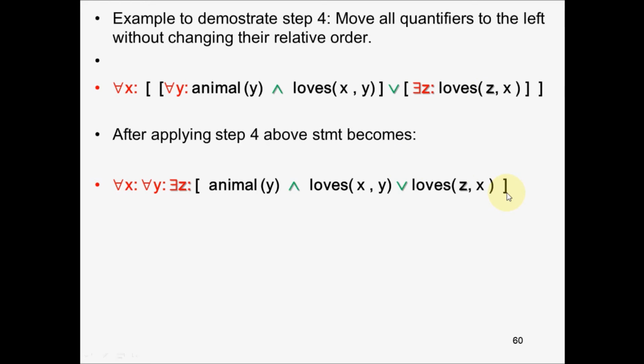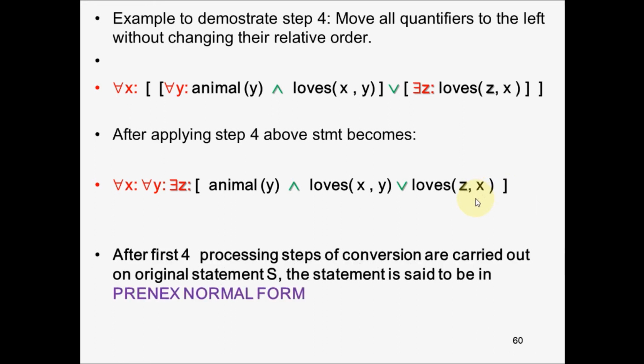Okay, so this procedure of moving all the quantifiers to the left hand side of an expression is called as Prenex normal form. Okay, please notice this, please remember this, it is called as Prenex normal form. Okay, step number 5, elimination of existential quantifier. This is a very important step.